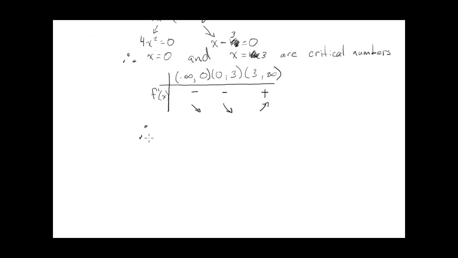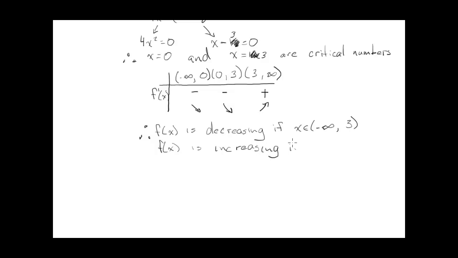So therefore, f of x is decreasing if x is in the interval from minus infinity to, and I was going to go all the way to positive 3, because you're going to put these two intervals together, and f of x is increasing if x is in the interval from 3 to infinity.